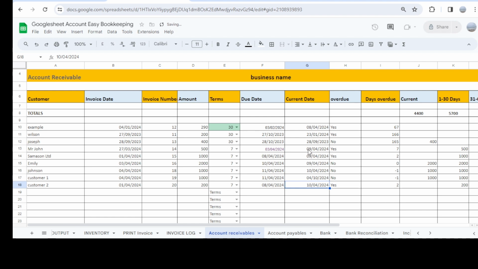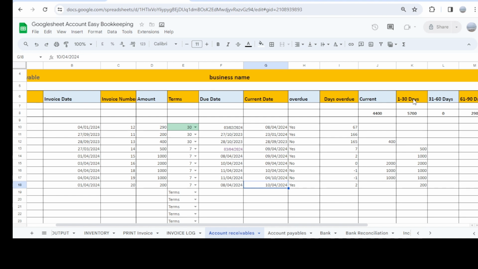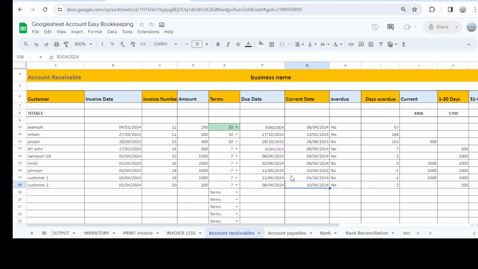So it says yes, he's overdue for payment, and he's 2 days late. You see that under current, his 200 Ghana cedis does not appear. It rather appears under 1 to 30 days, because he's 2 days late. If he was 1 day late, it would appear here. If he was not late, just at the number of days that it was due, it would appear under current. But because he's late by 2 days, it appears here. So that is how you keep track of your transactions in accounts receivable.